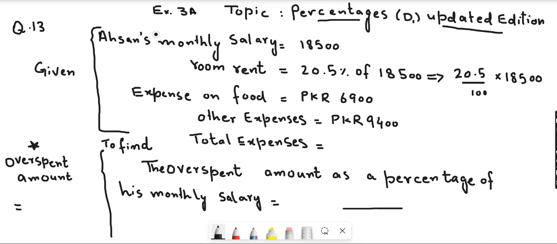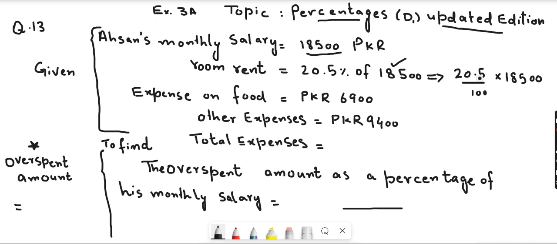You'll read it yourself. All the students will read the question thoroughly, pick out the given amounts from the question, and then check what has to be calculated. The question says Asen's monthly salary is 18,500 Pakistani rupees, PKR, and his room rent is 20.5% of his monthly income.